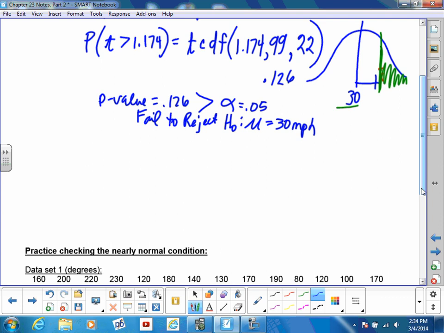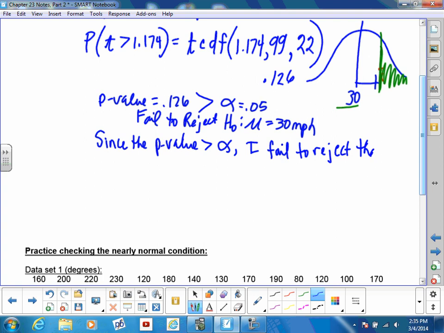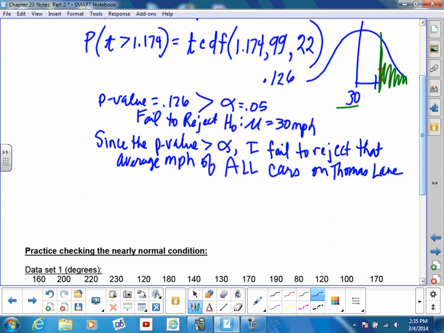So let's do our conclusion. Since the p-value is greater than alpha, what are you going to do? I fail to reject that, and then you restate this. That the what? Average miles per hour of all cars driving on Thomas Lane is 30.